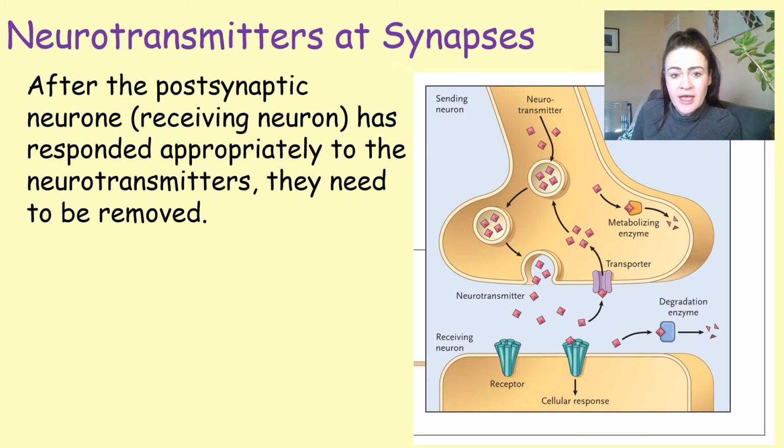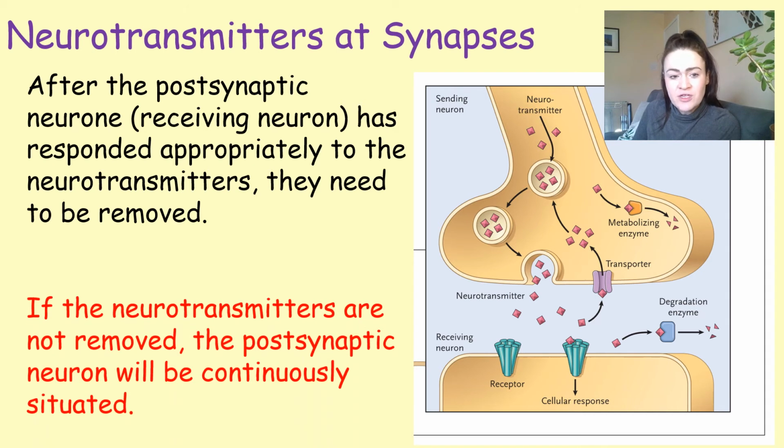Now, if enough neurotransmitters bind to these receptors, a response will be initiated. And if that response is initiated, the postsynaptic neuron will receive that message and then do the appropriate response, which could be to fire an impulse, or it might be to not fire an impulse. We'll discuss that later. These neurotransmitters now need to be removed, because if they are not removed, the postsynaptic neuron, the neuron that received the signal, will continuously be stimulated.